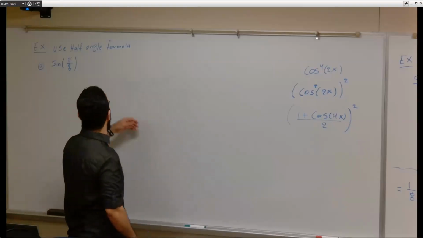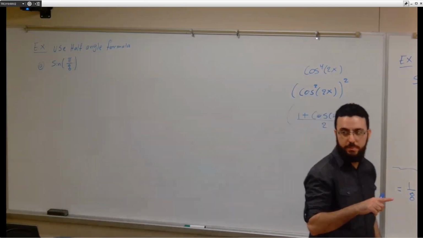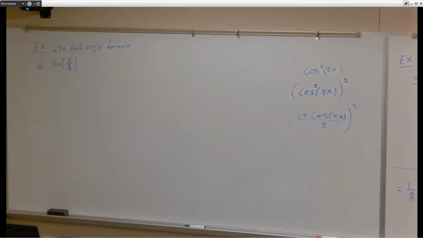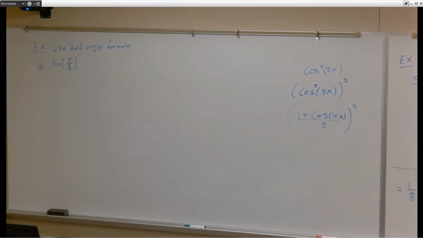Here it says the angle is pi/8. If you look at the circle, can you see pi/8? No, we have pi/6, pi/2, pi/4. So how are we going to solve this one? I have to use the half angle formula. It's sine, so I'm going to look at the half angle. That's what I'm going to use.